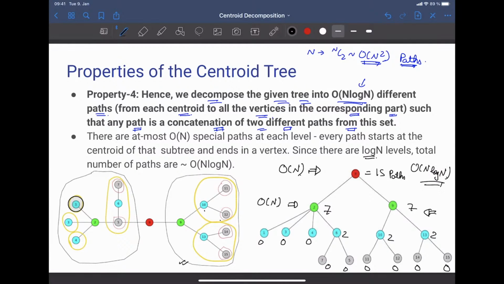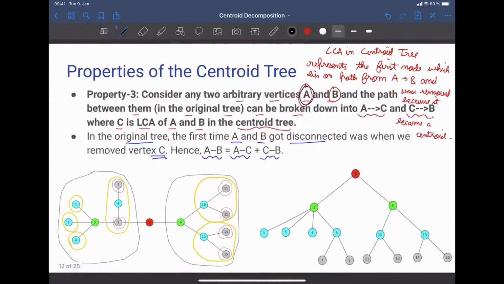And these are the paths which start at a centroid and end at any other node except for the centroid. And if you notice, this is the reason why we introduced property 3. Property 3 was that any path from A to B can be decomposed into a path from A to LCA and LCA to B, where LCA is the LCA in the centroid tree, a node C in the centroid tree. So any path A and B is decomposed as a path ending at A and starting at a centroid C, and a path ending at B and starting at a centroid C.